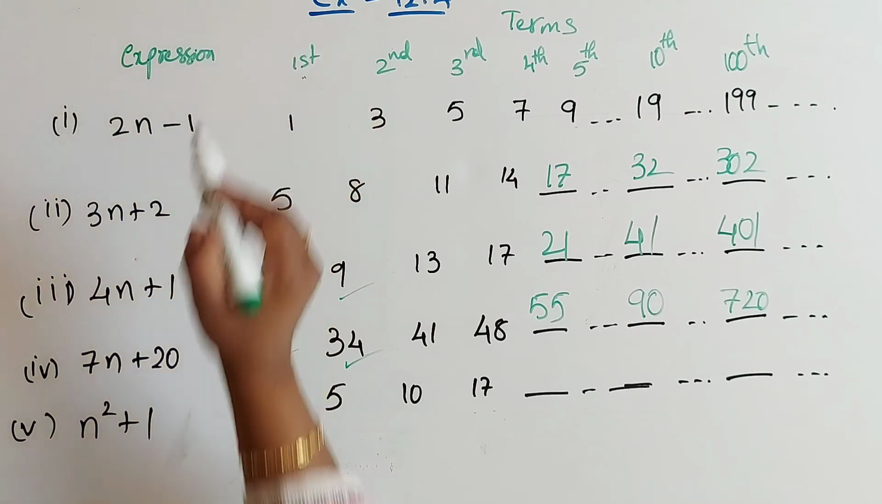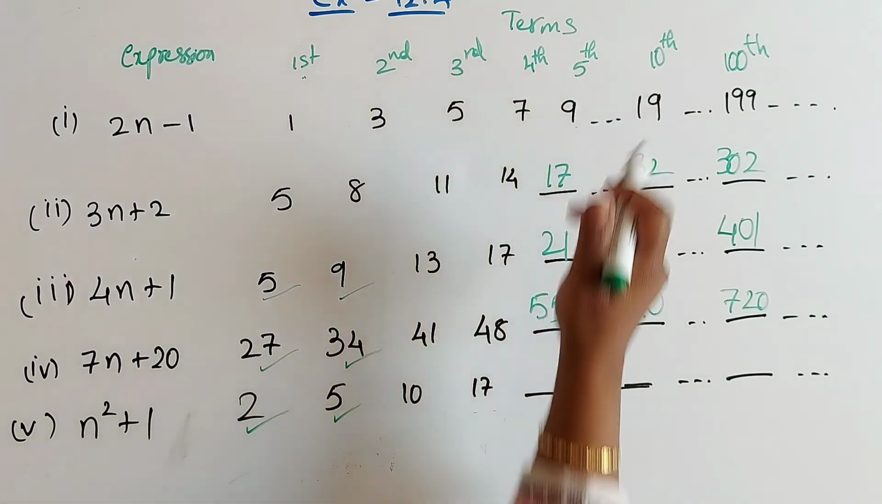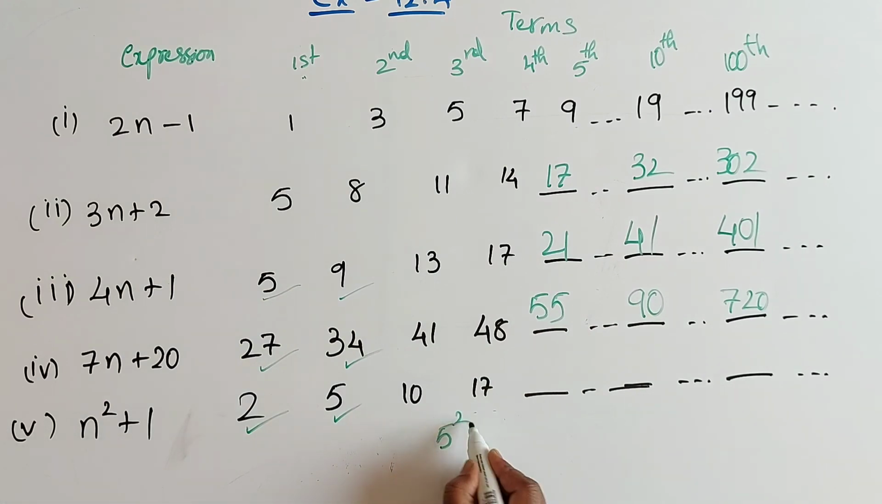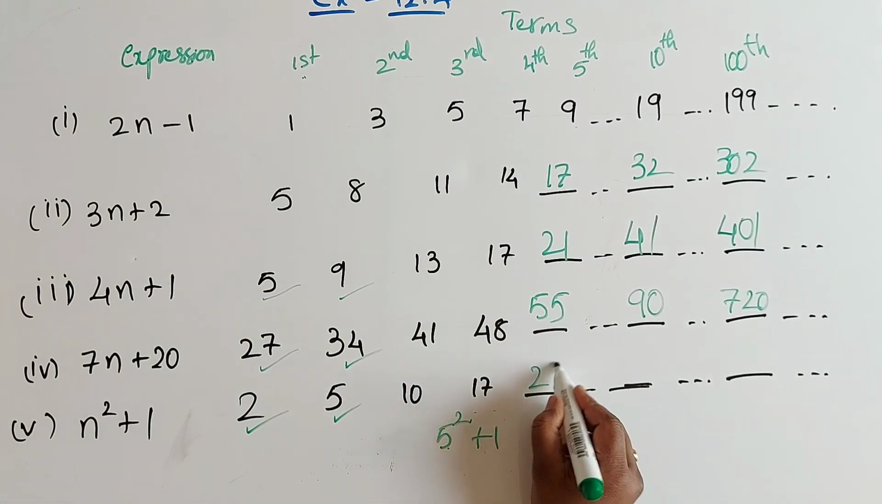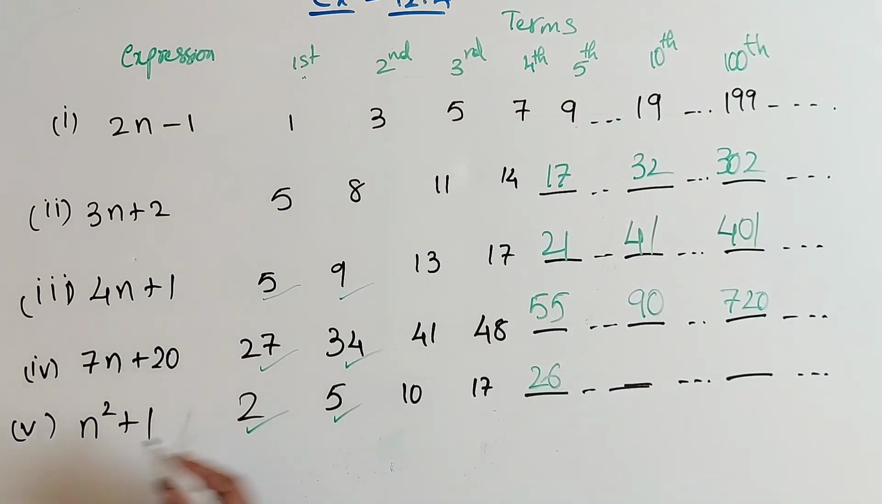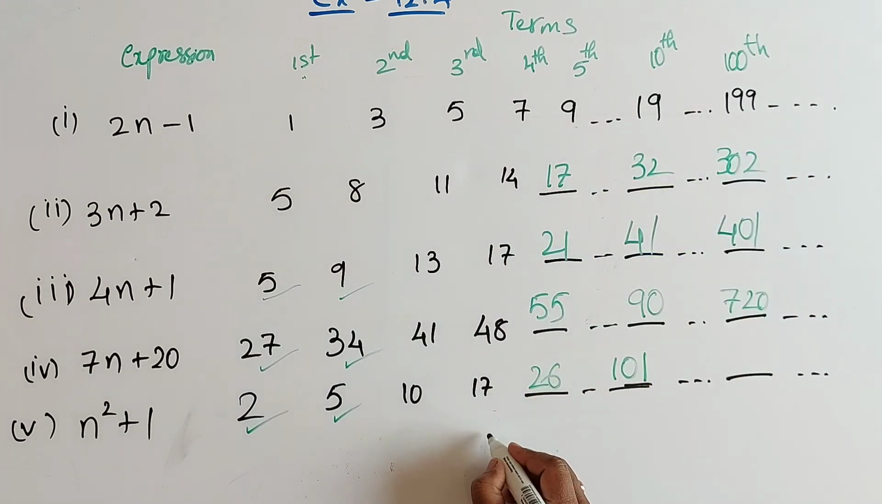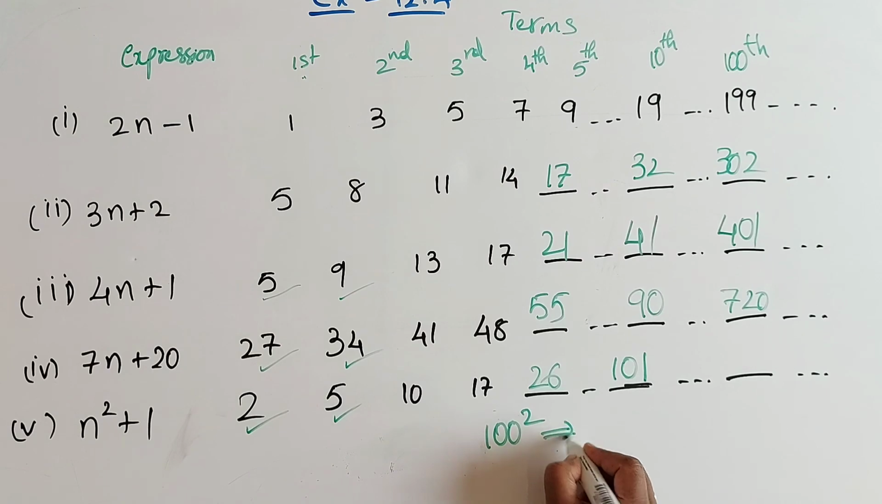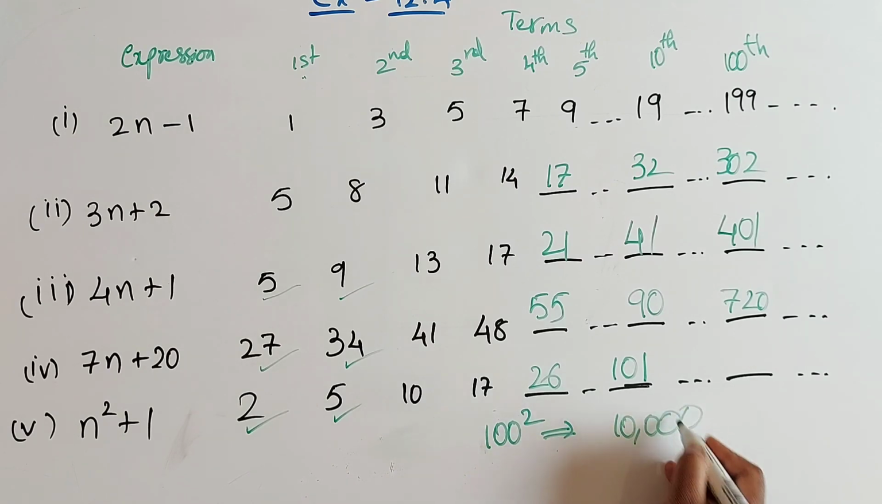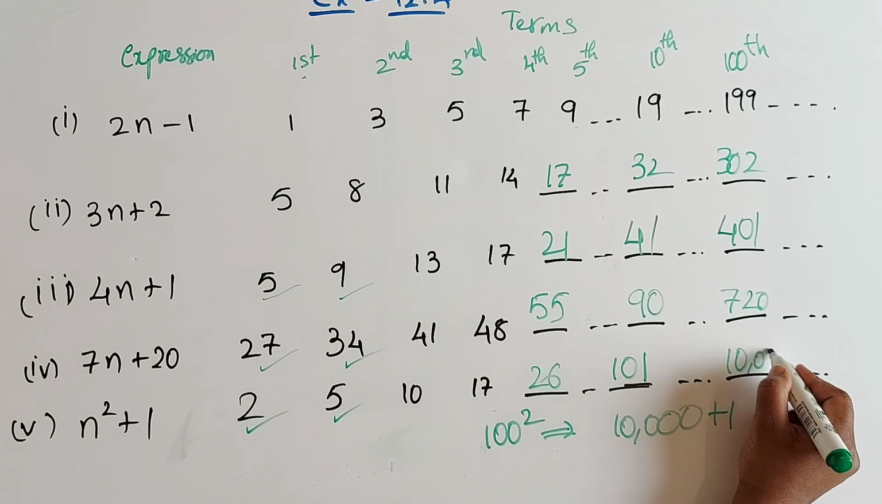If n equal to 1, 1 square plus 1 is 2. Correct. If n equal to 2, 2 square, that means 4 plus 1, 5. Correct. So on, they are asking fifth term. If n equal to 5, 5 square, that means 25 plus 1, 26, children. If n equal to 10, 10 square, you know 10 into 10, 100 plus 1, 101. If n equal to 100, 100 square, that means 10,000 plus 1, 10,001, children.